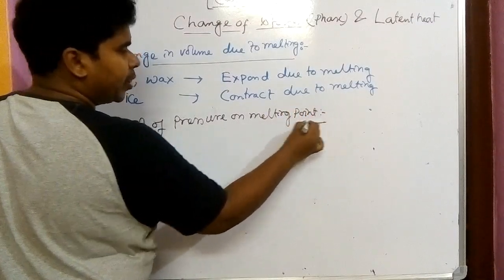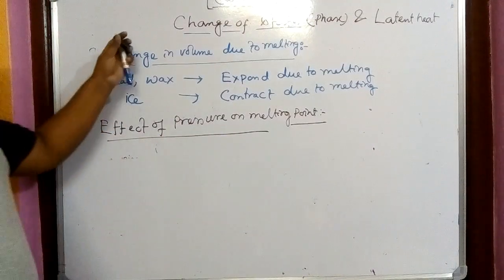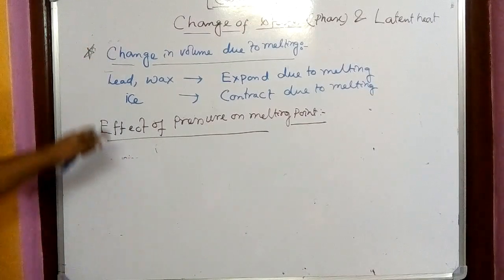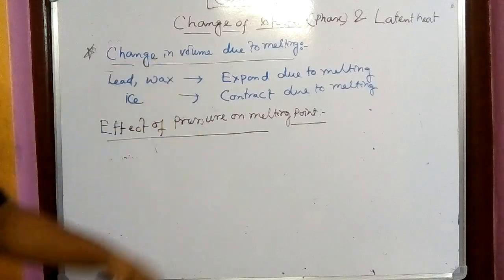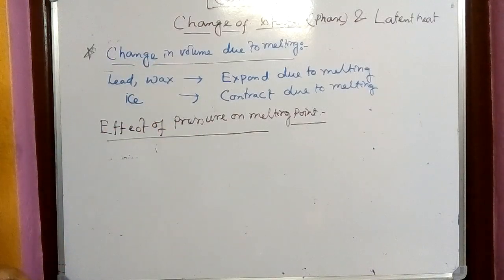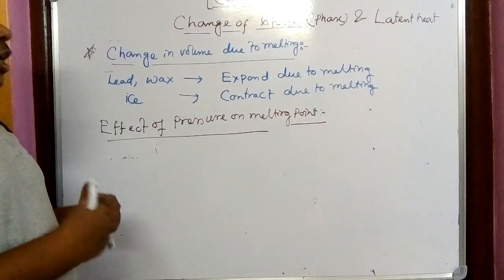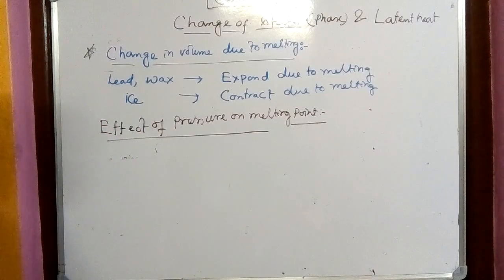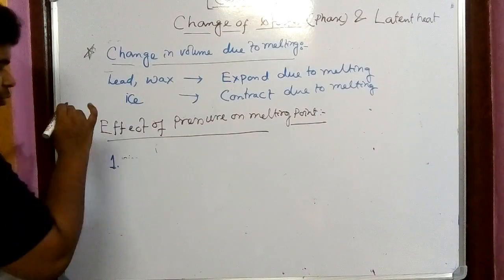Effect of pressure on melting point. Now you might be asking me, sir, why you have written it together? Because this effect of pressure on melting point is related with the volume. How? Now we have seen some solids which expand due to melting, and some solids which contract due to melting. Whenever we are talking about pressure, here also 2 points will come.